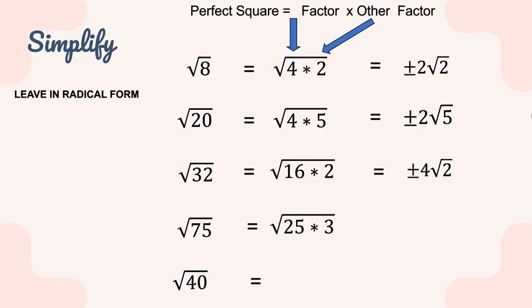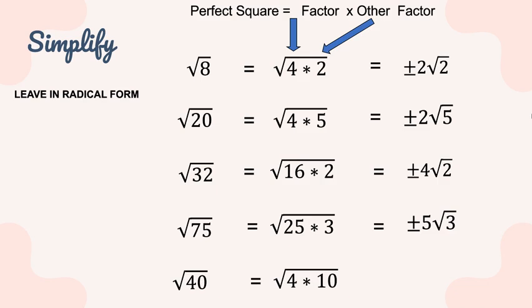So plus or minus 5. I cannot take the square root of 3, so my answer is just plus or minus 5 times the square root of 3. Last one we've got here, we have the square root of 40. Okay, I know that 4 goes into 40. I don't know of anything bigger, so we're going to do 4 times 10.